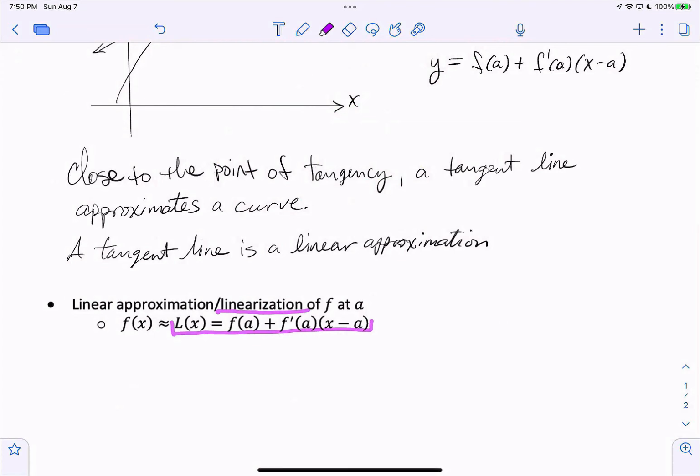To be technical, the linearization is the one that says L of x is equal to all that stuff on the right. The linear approximation is the one that says that f of x is approximately all that stuff on the right. There, that should make it a little more clear. It's nothing more or less than the tangent line that you've been finding earlier in this course.